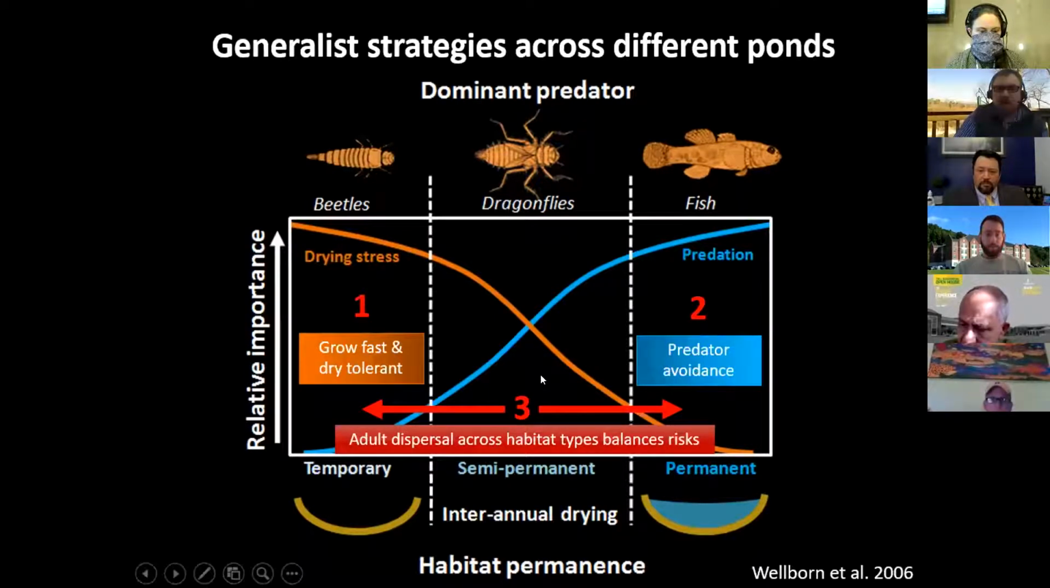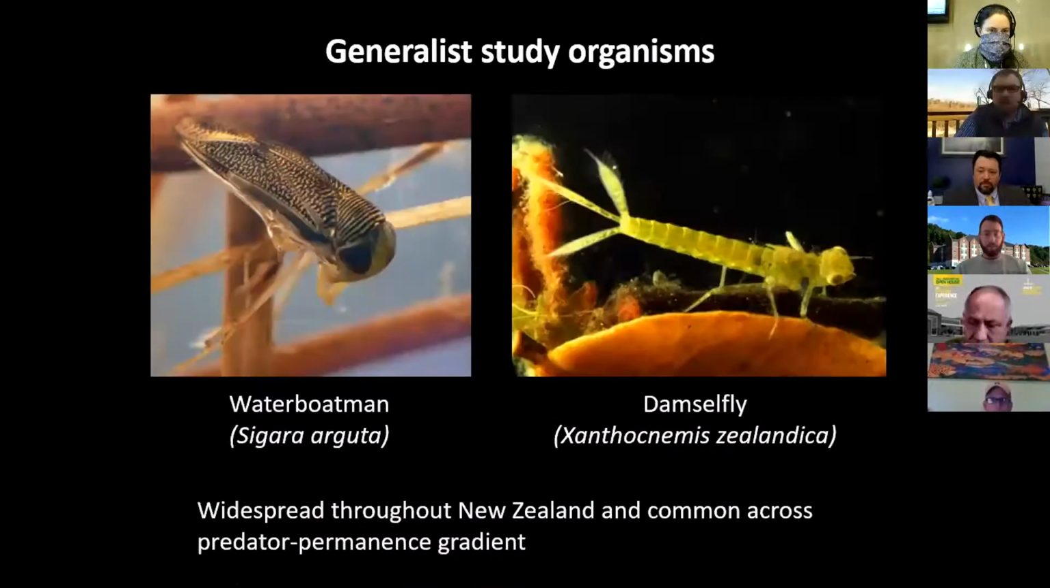I focused on two different species, so I was more at the population level rather than the community level that Hamish had. I focused on a species of boatman and a species of damselfly. Both of these species are widespread throughout New Zealand and are common across the predator permanence gradient.